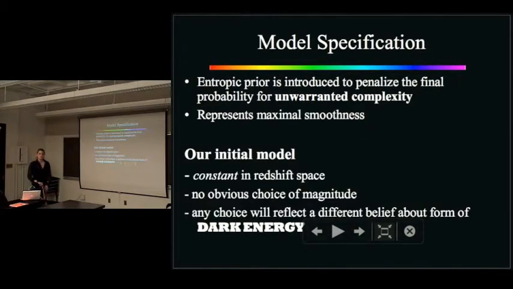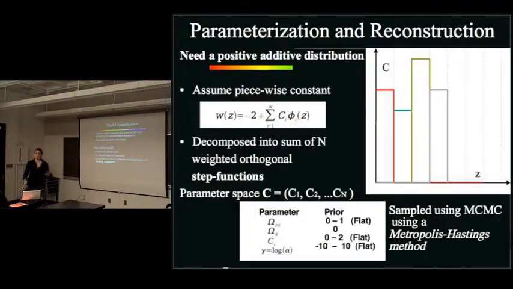So we tried to think, what would smoothness essentially mean in terms of dark energy? Well, we took this to mean a constant in redshift space, but then there is no immediate and obvious choice for the magnitude of this constant. And of course, any choice is going to reflect a prior belief about the form of dark energy. For example, a model with W equal to -1 is obviously going to indicate that before seeing the data, you intuitively think it's a cosmological constant. So we looked at a few different models to see the effects.